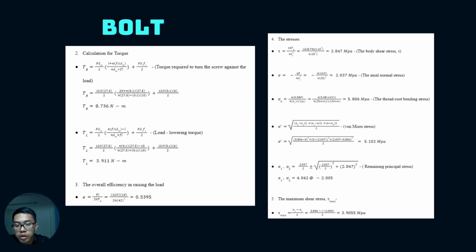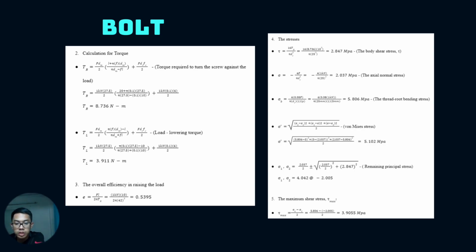Next, we calculate the stress. We got the body shear stress as 2.847 megapascal, and then the axial normal stress is 2.037 megapascal, and then 5.806 megapascal for the thread root bending stress. And then we got the von Mises stress as 5.102 megapascal.